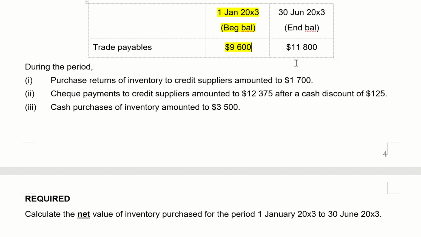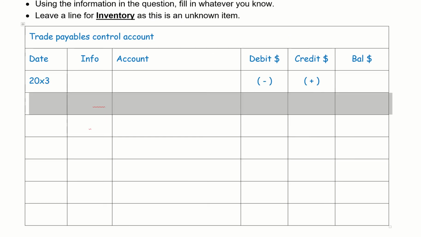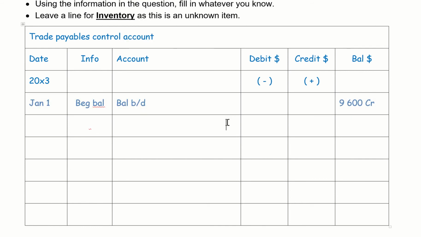The beginning balance will be recorded as a balance brought down inside your trade payables control account. So that's where you get your balance brought down. Pause if you need more time to write.